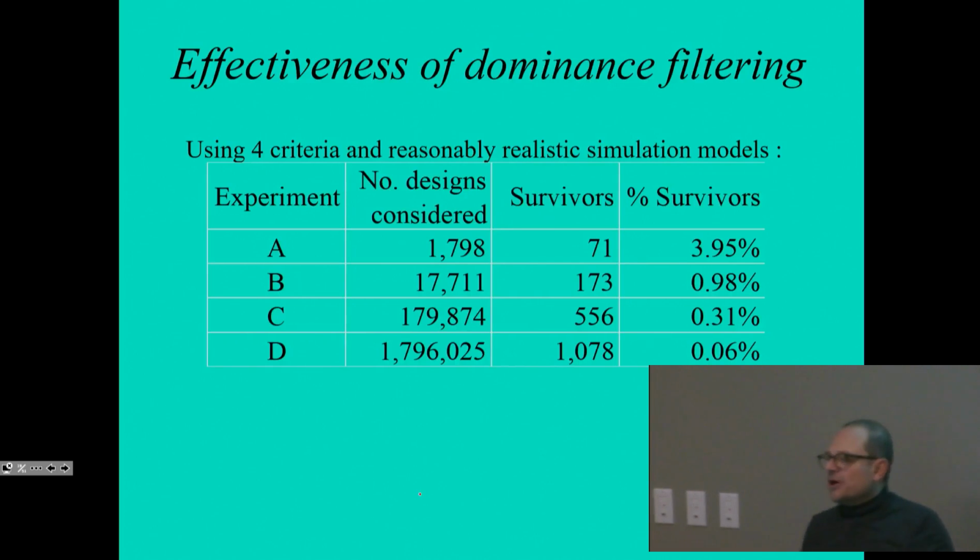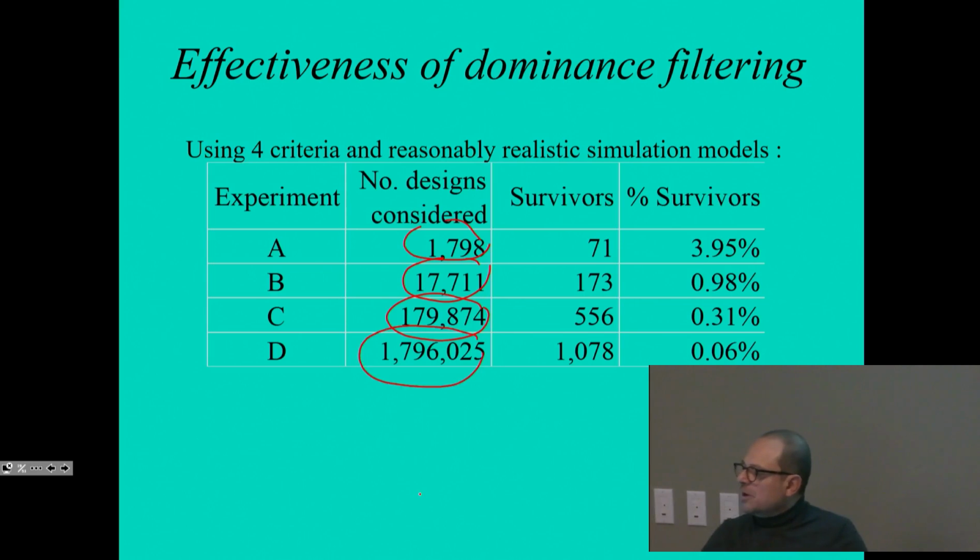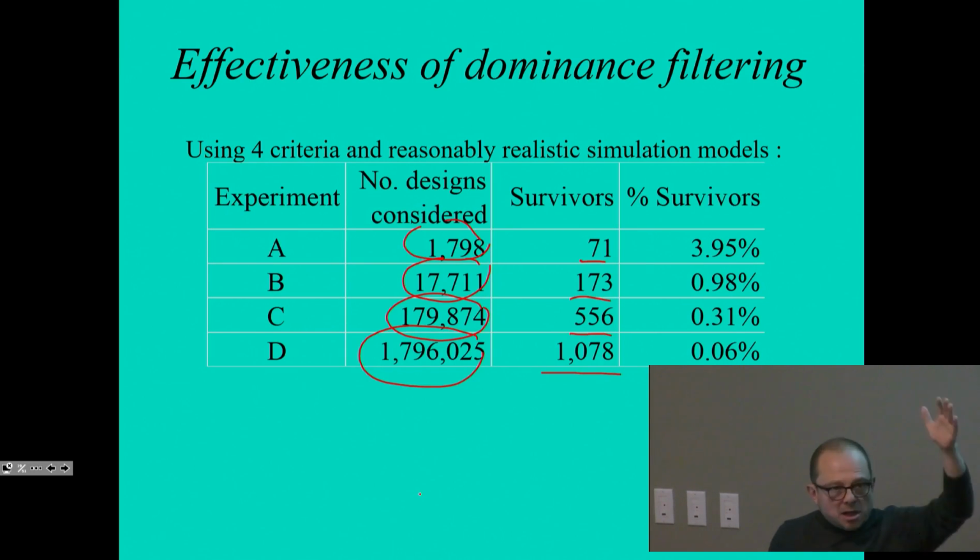So we did an experiment. We used 4 criteria and some simulation model, actually the ones that we used later in the big study. And we looked at a certain number of designs. We started with 1,800, then we went to 18,000, 180,000, and 1.8 million. So by factor of 10. And this is the number of survivors that you have. How many elements do you have in that Pareto front?